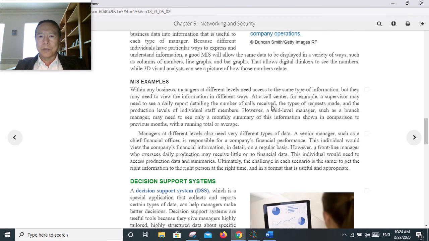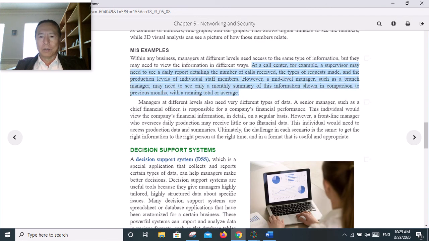MIS examples here, they're showing, for example, a supervisor may need to see a daily report. Without a computer, or if we use half computer, half manpower, the boss, the CEO, the director will say, well, give me that report, like 24 hours after something happened, you give me that report. Today with the heavy use of MIS, you can see real time. I want to see at this moment what we have, okay? Not 24 hours ago information.